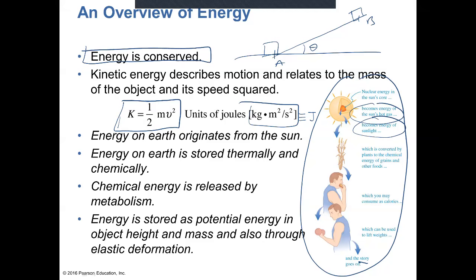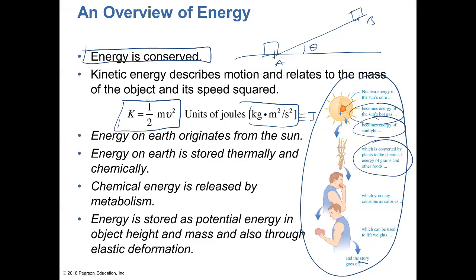Then that sunlight moves through vacuum, through space, toward us, and reaches Earth. You can see that sunlight can be converted by plants to the chemical energy of grains and other foods. The plants absorb that energy and store it as chemical energy. That means they convert the nuclear or light energy into chemical energy.